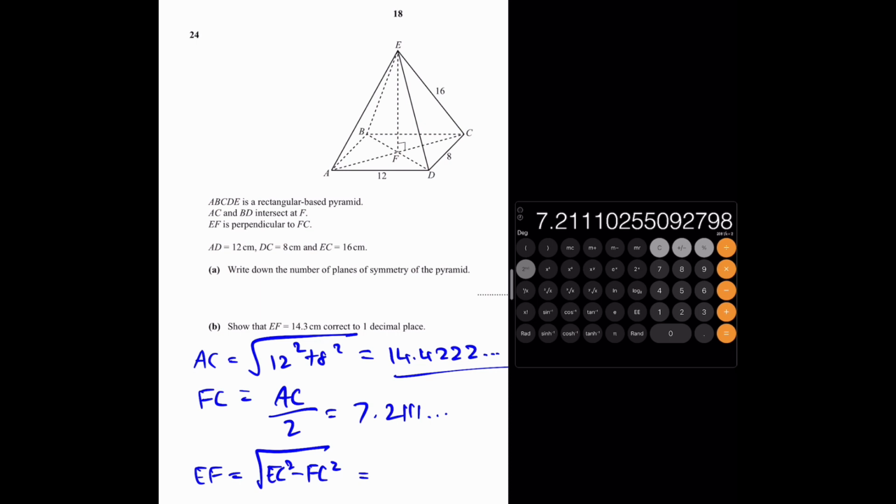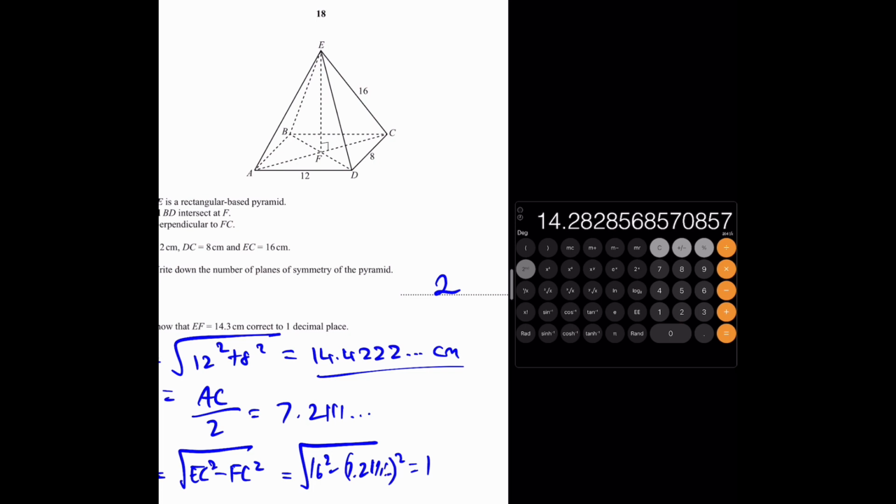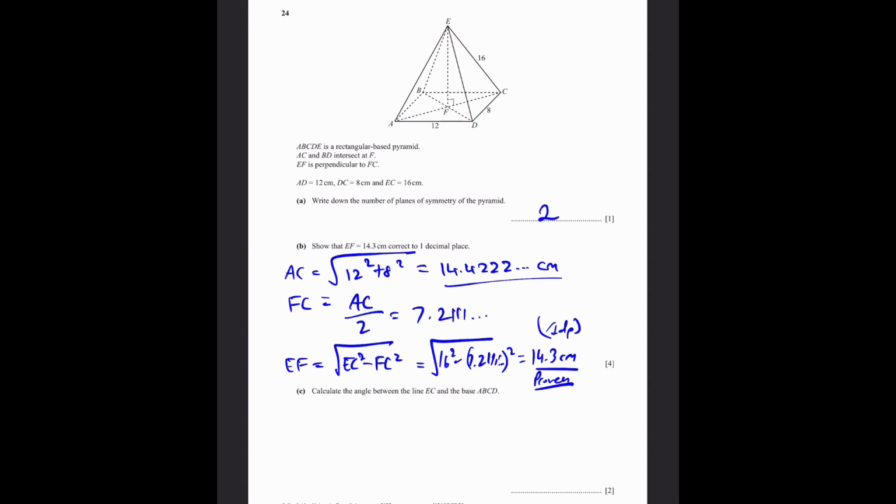So let's do this on the calculator. First of all, let's just write it down. 16 squared minus 7.211 squared. So let's square this and then negate it, plus 256, which is 16 squared. Right here, 204. Now we do a square root of that, which is 14.3 centimeters to 1 decimal place. And since this is what is given in the question, we can write proven down below. Now for part C, calculate the angle between the line EC and the base ABCD.